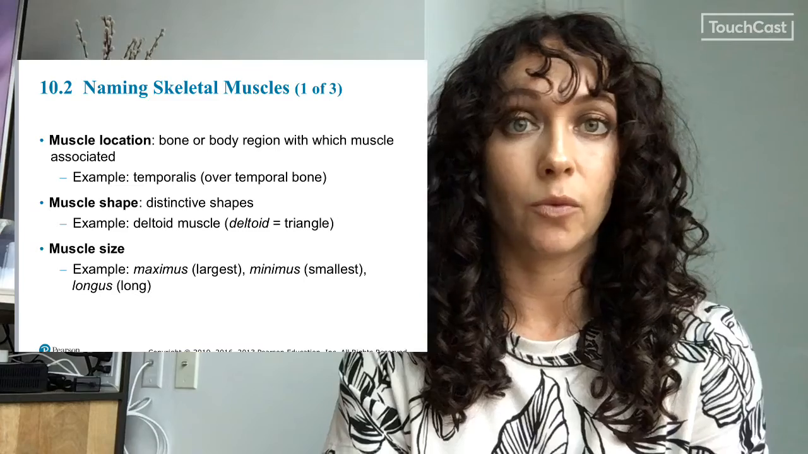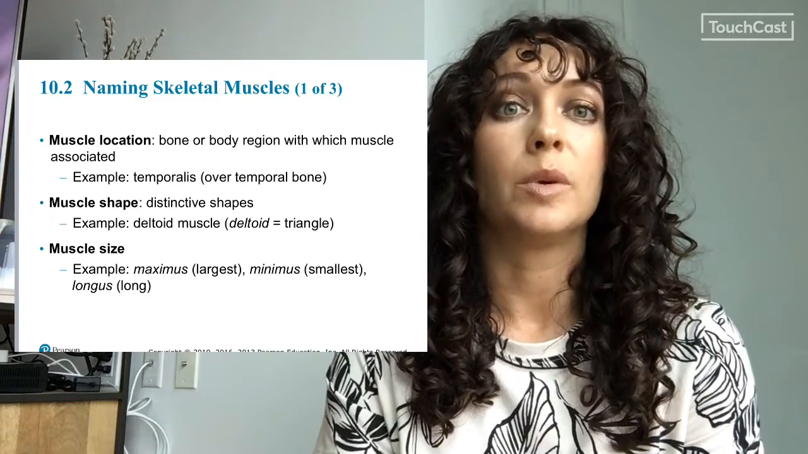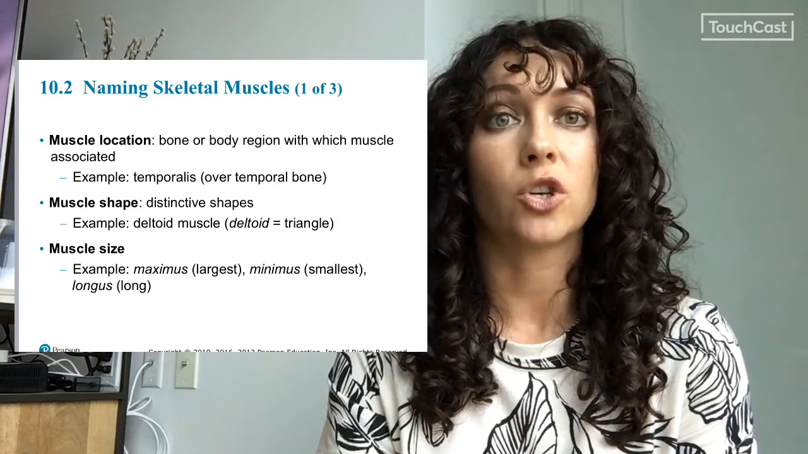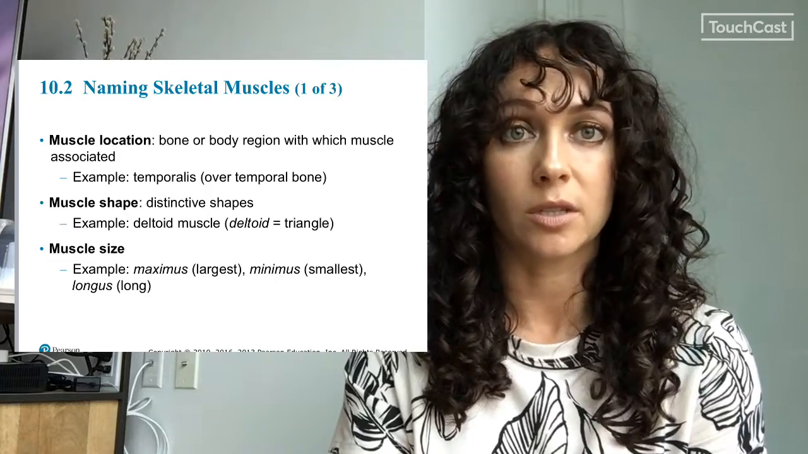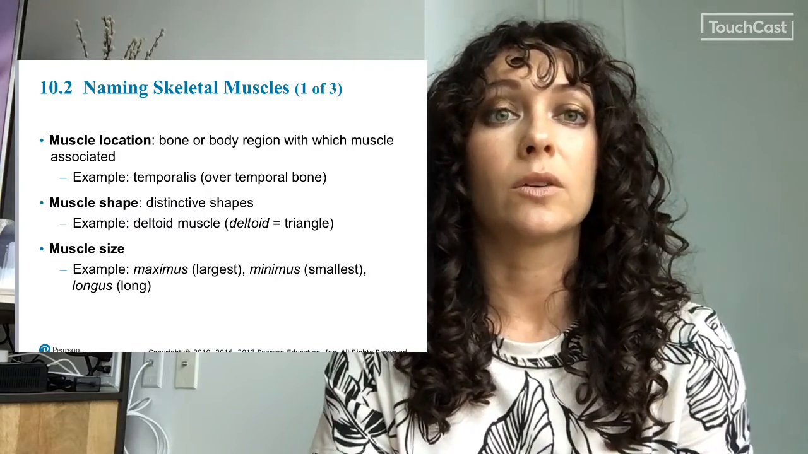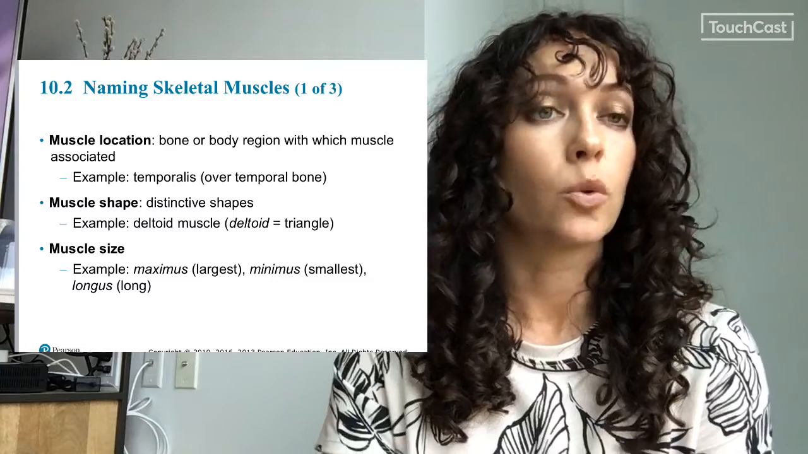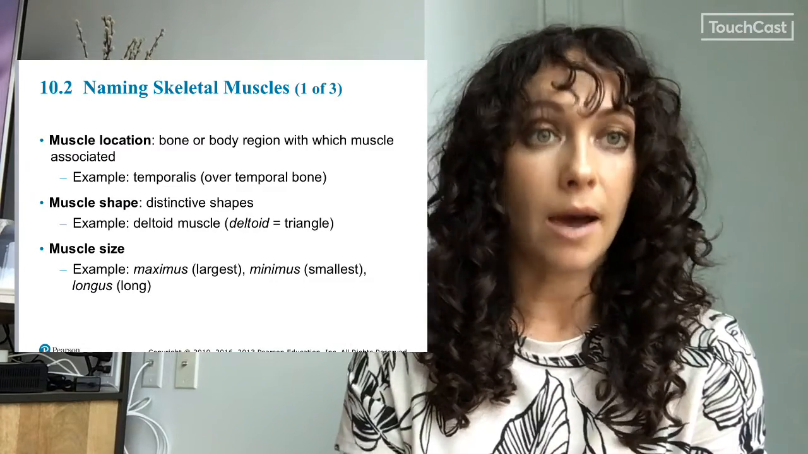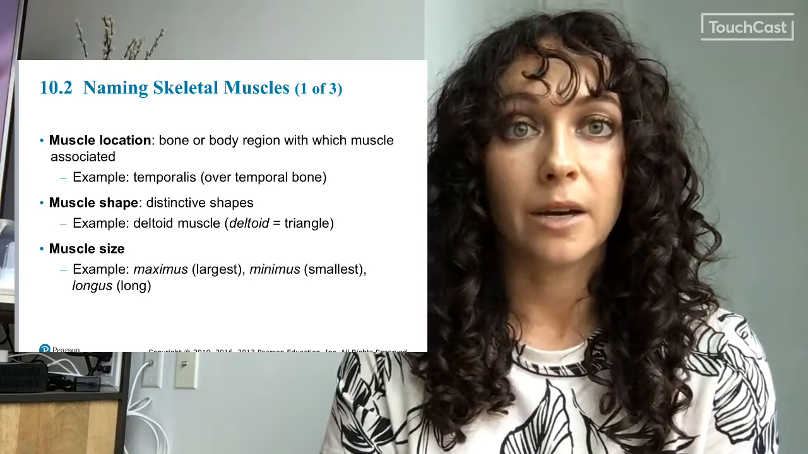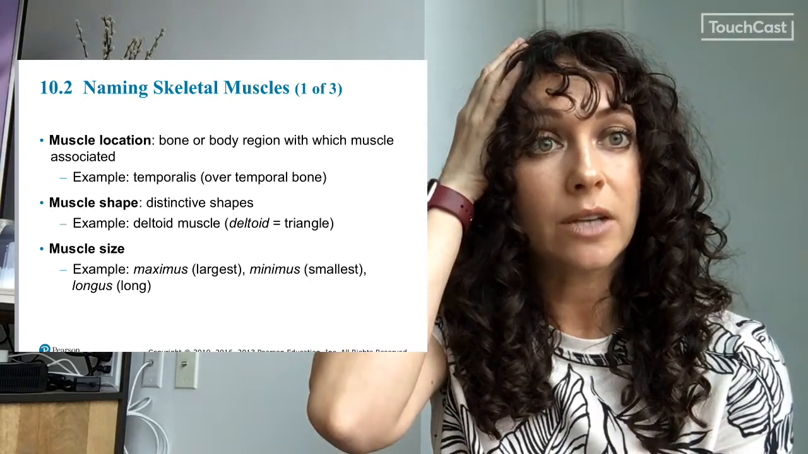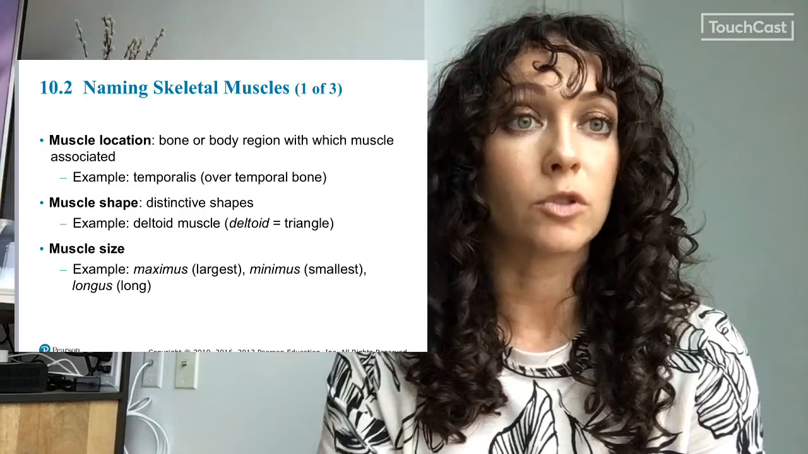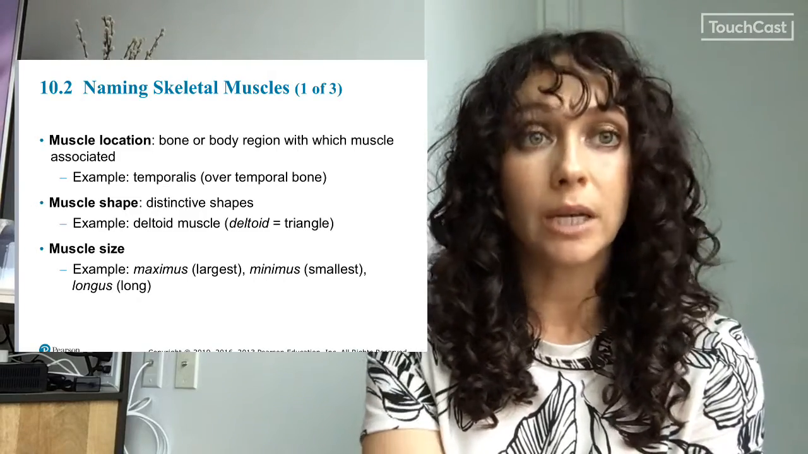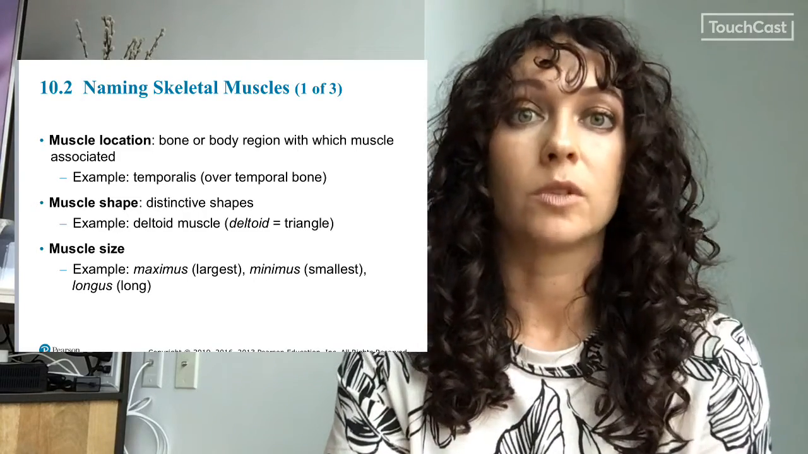So there's a lot of different ways, but one is going to be its location. So the location on the bone or the body with which it is associated. A great example here is our temporalis muscle. Without ever knowing where the temporalis muscle is, you know that you have a temporal bone on your cranium. So the temporalis is going to lay directly over that temporal bone. Super easy, just based on knowing your anatomy and knowing where the bones are.